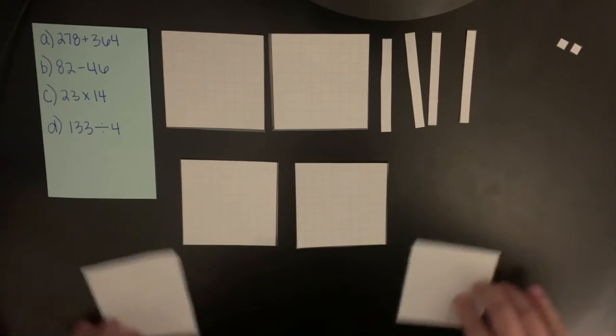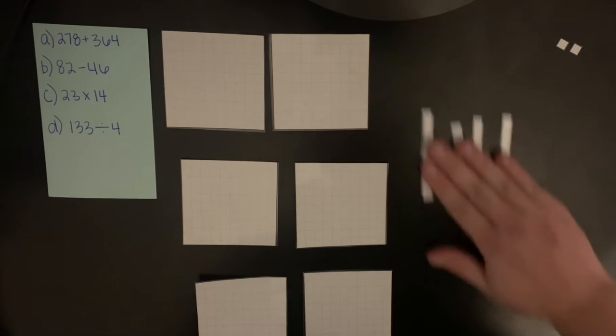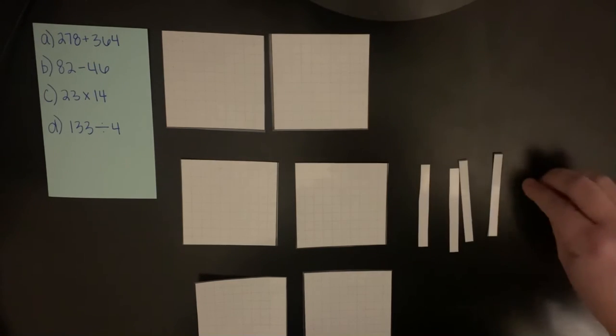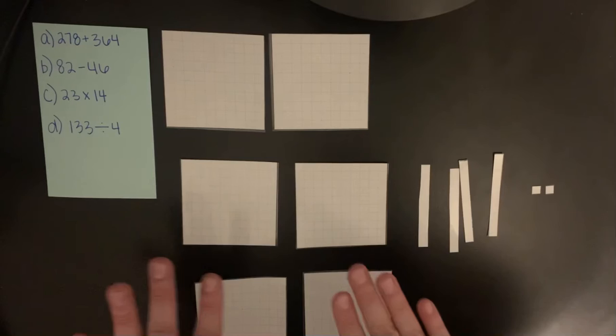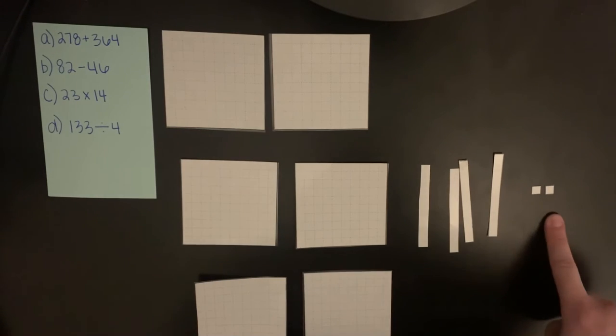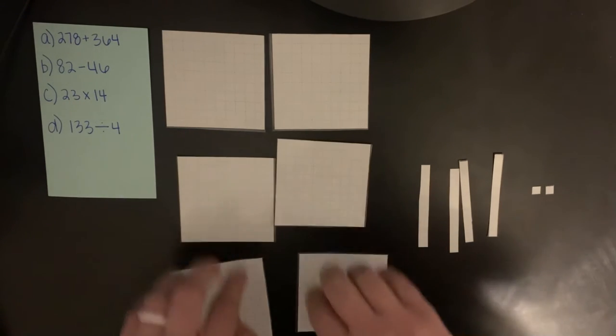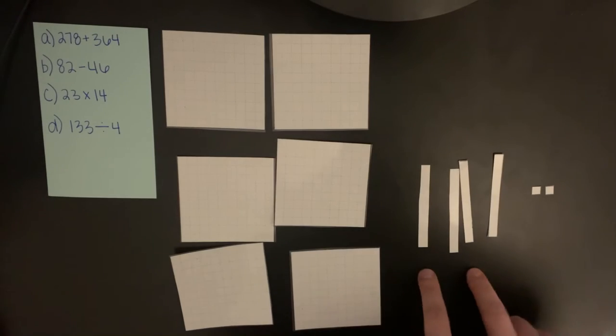Now in order to find the sum of this problem, all we have to do is add together what we have left. So we have 6 flats, 4 longs, and 2 units, which gives us the sum of 642.